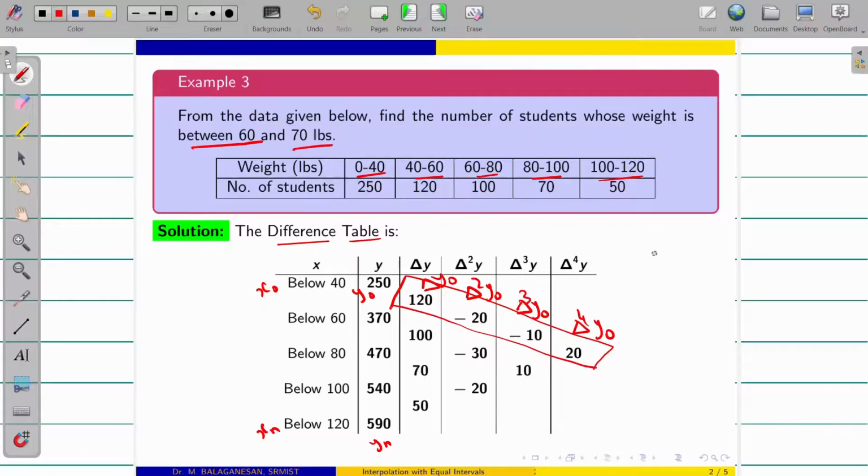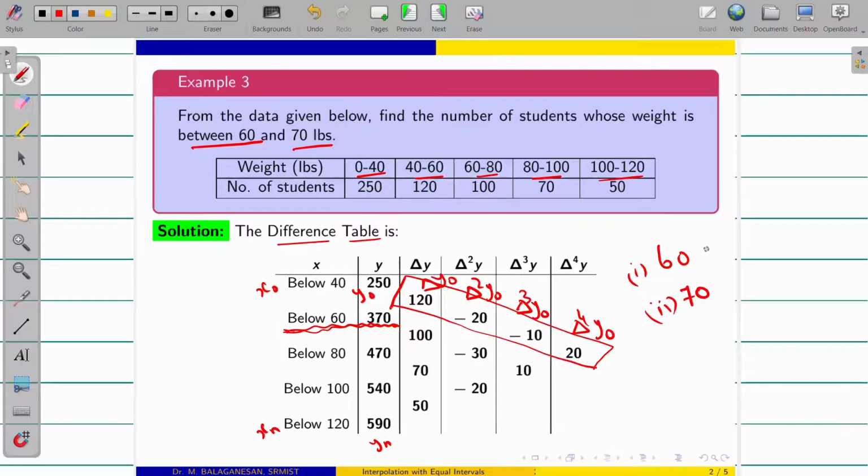So we have to find up to 60, students whose weight is up to 60. This is one part. Another part, students whose weight is up to 70, or below 70. We have to find both. If we subtract them, we can get the answer. Now, up to 60 or below 60, we need not find. The answer is there directly. We can take it from the table.